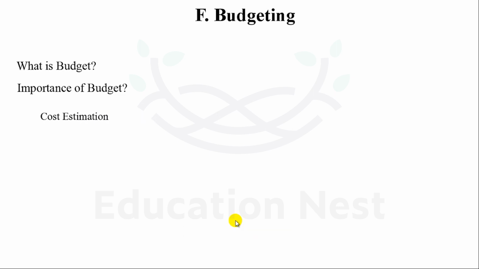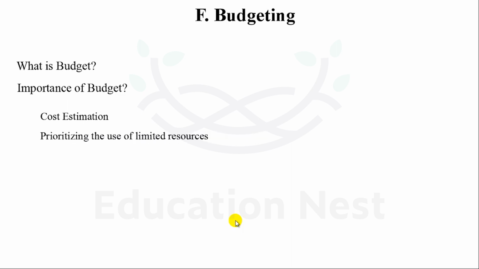First one, obviously, cost estimation. That's a basic function of budget. It lays down the entire cost in detail one by one and gives you an entire summary of what is the estimate of the total cost which is going to be incurred for completing this particular project.